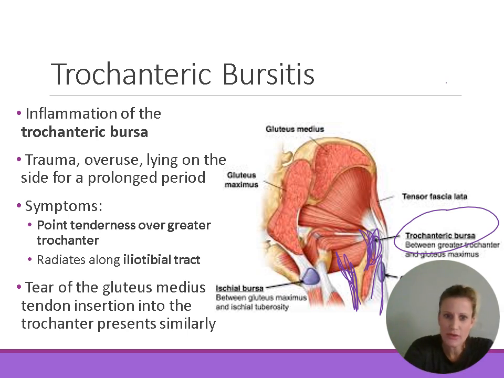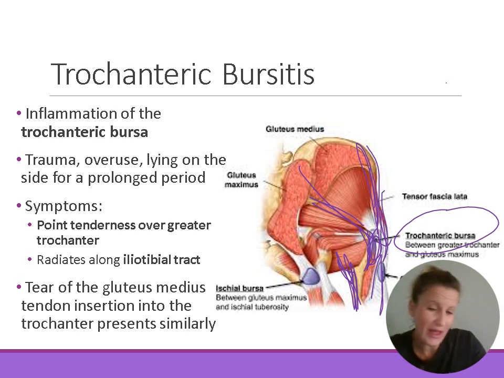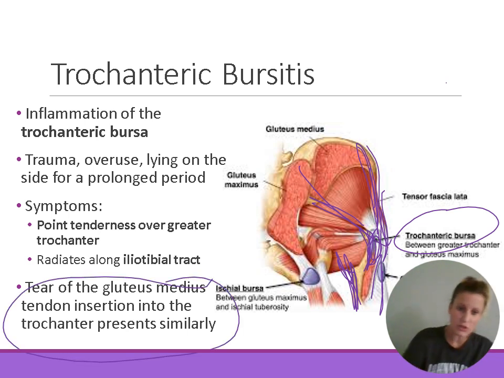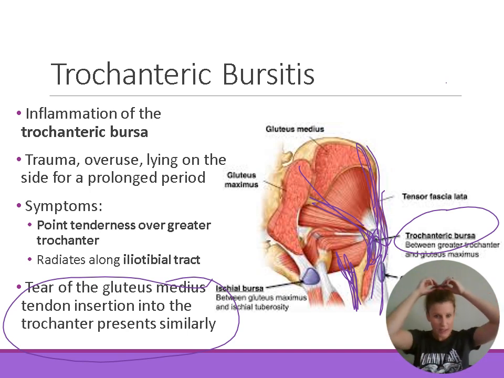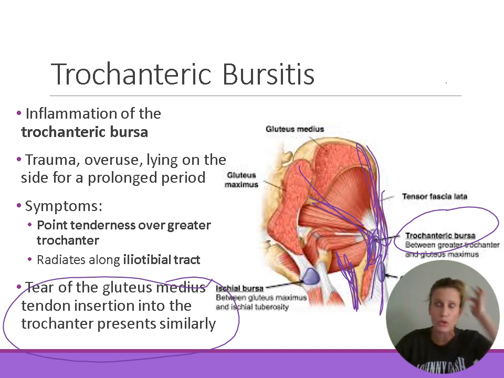Also notice here, the gluteus medius is going to come over here, and it's going to insert right over that area. So in our differential diagnosis, we'll see that a tear of the gluteus medius presents in a very similar way to trochanteric bursitis. So that is something that should be in your differential diagnosis. A tear of the gluteus medius is often overlooked as a possibility. But trochanteric bursitis is a very common cause of hip pain.